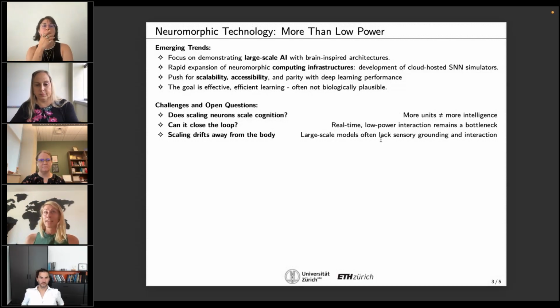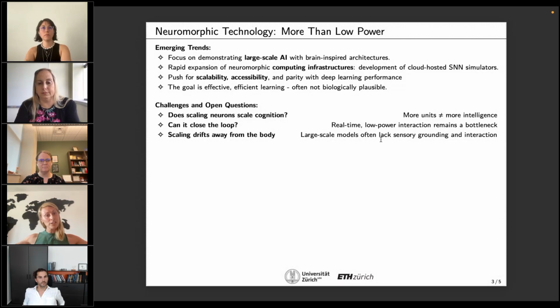I would say that probably 80 to 90% of people who are now working on neuromorphic computing are focusing on trying to demonstrate large-scale AI using this brain-inspired architecture. And for this goal, there is the need for this expansion of neuromorphic computing infrastructure. And I'm sure someone is going to talk about this cloud-hosted SNN simulator. We have SpiNNcloud, we have DeepSouth, so we have this huge cloud where you can actually run your SNN. And the idea behind this is basically to push towards scalability.